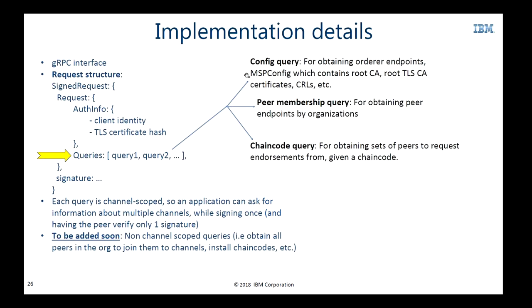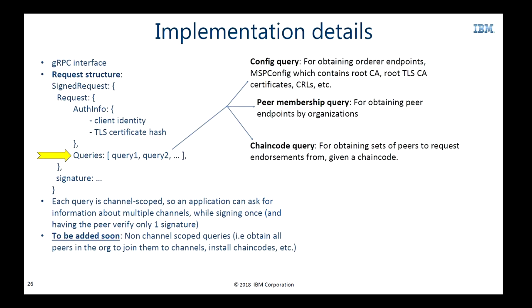Now, each such query, currently, can be one of three types. It can be a query for configuration. Configuration meaning to obtain the endpoints of the ordering service or to obtain the MSP configuration of a channel. We need that in order to know the root CA certificates and the root TLS CA certificates of the channel to connect to the peers and to the ordering service.